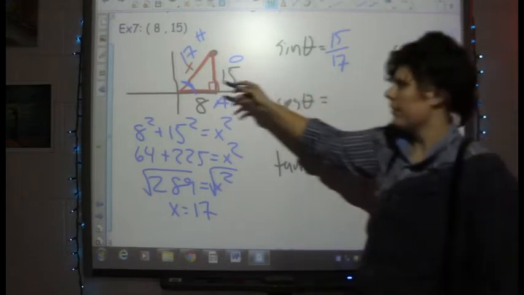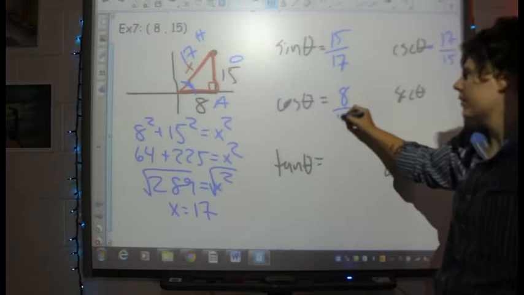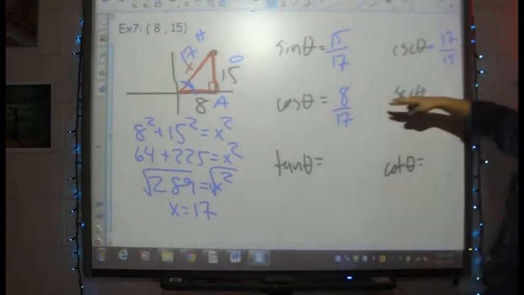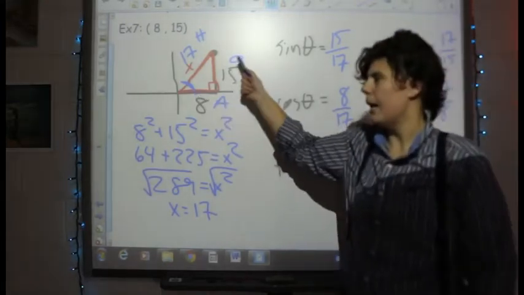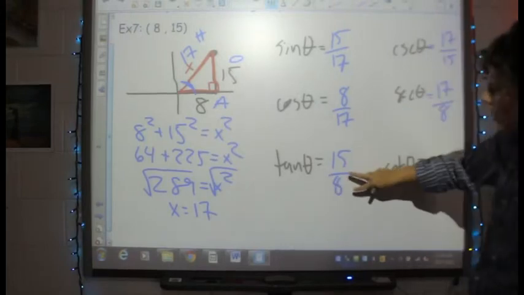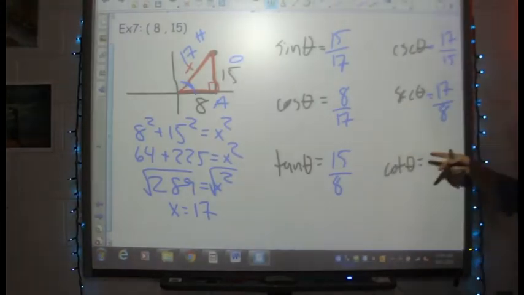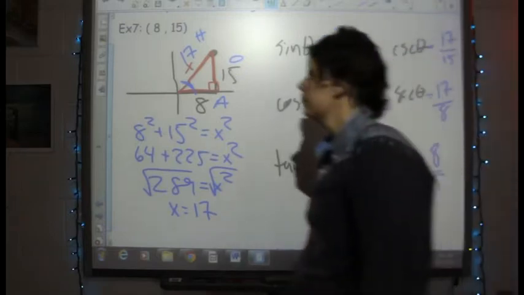In the same way, we have cosine, adjacent over hypotenuse. That's going to give me 8 over 17. To find its reciprocal secant, I just flip it over, so that gives me 17 over 8. For tangent, I have opposite over adjacent, so that gives me 15 over 8. And for cotangent, to get its reciprocal, I just flip it on over, and I get 8 over 15. I have now found the values of all 6 of my trigonometric functions, so I'm good to go.